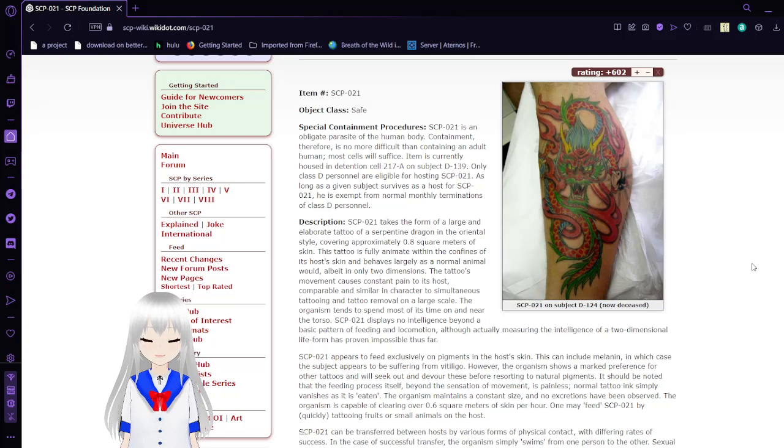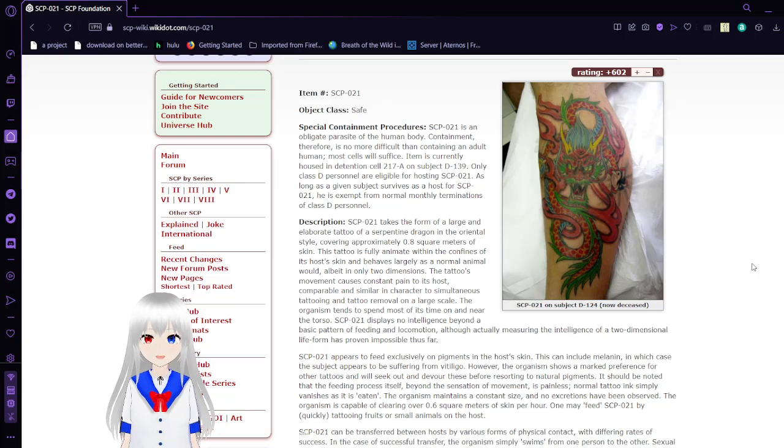SCP-21 is an obligate parasite of the human body. Containment therefore is no more difficult than containing an adult human. Most cells will suffice. It is currently housed in detention cell L2U17A on subject D139. Only Class D personnel are eligible for hosting SCP-21.